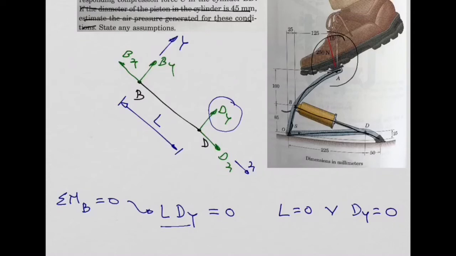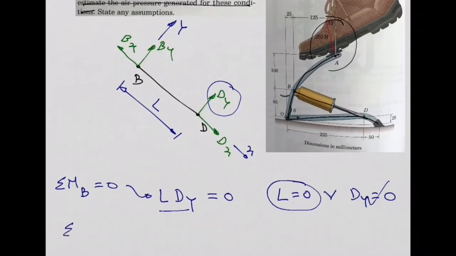Isn't it? Do you think L equal to 0 is reasonable? No, L equal to 0 means no strut, right? Or no cylinder BD. So the only real option for this member to be in equilibrium is if this reaction Dy is equal to 0. If you do exactly the same analysis for summation of moments about point D equal to 0, you get L By equal to 0. You get also By needs to be equal to 0.